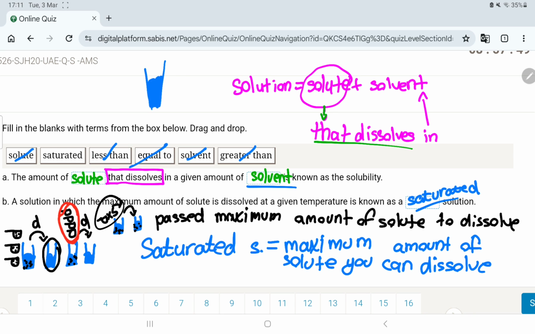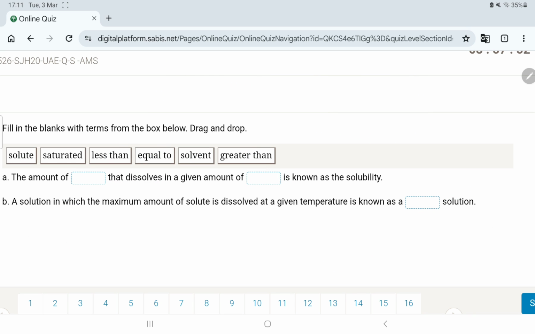This is an example. Okay? So, what is the thing that dissolves? The solute. And what does a solute dissolve in? A solvent. A solution in which the maximum amount of solute is dissolved is a saturated solution. So once you see maximum amount of solute, it's saturated.